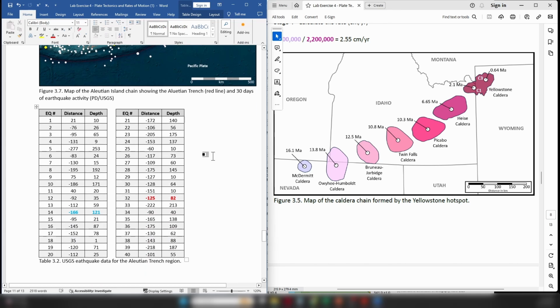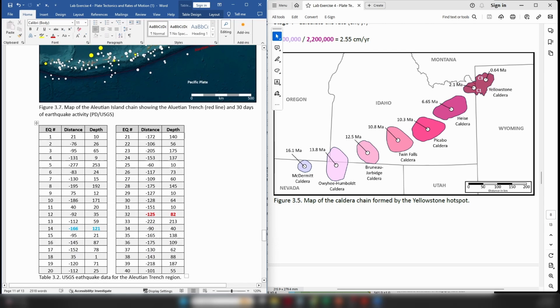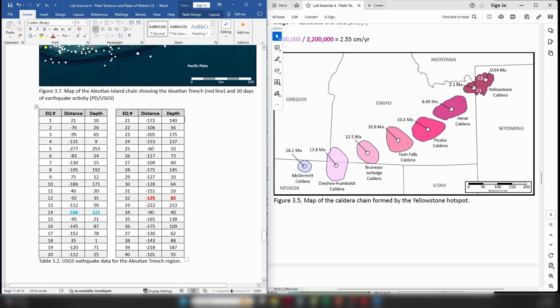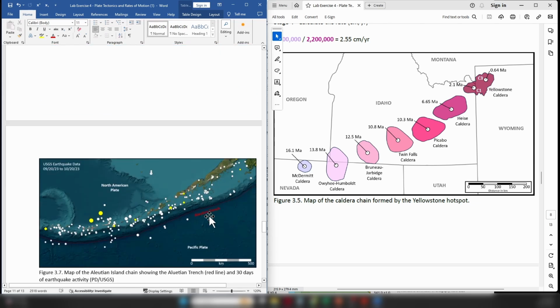Now, if we look at these earthquakes from our data set, we can also see that there is a big range in depth. So we have some earthquakes that are very, very shallow, like 1 kilometer in depth, and we have some earthquakes that are very, very deep, like 213 kilometers in depth. So there's quite a big range there.